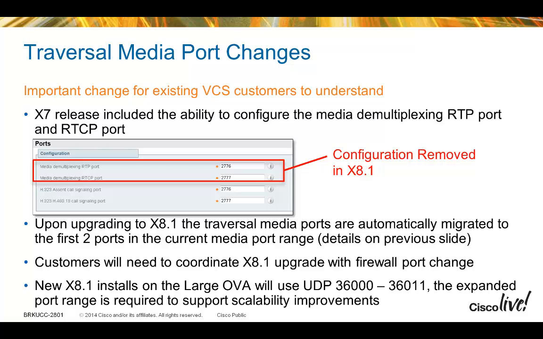One thing we did also, if you're upgrading from VCS, is we removed this option for the traversal ports. I think we're actually going to bring this back because it's presented a couple challenges for migrations. So it's not in X8.1. You can see we're using the first 2 ports of the media range, or on the large, we're using the first 12 ports. So I think this is going to come back and be configurable just to help with migration scenarios.